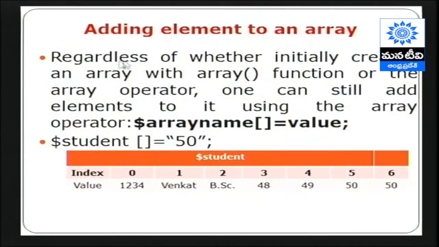How to add an element to an existing array? We can add an element to the array by just using the array operator. The array operator is nothing but the square brackets following the variable name, and we just assign whatever value we want to assign.